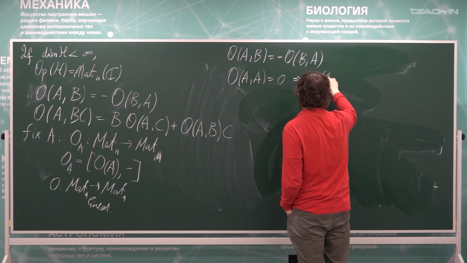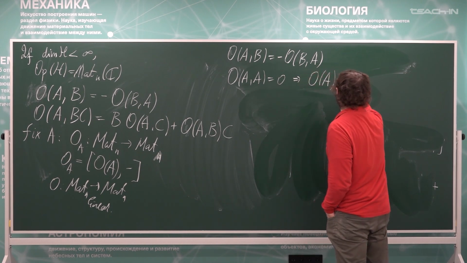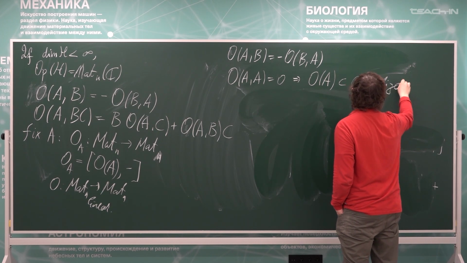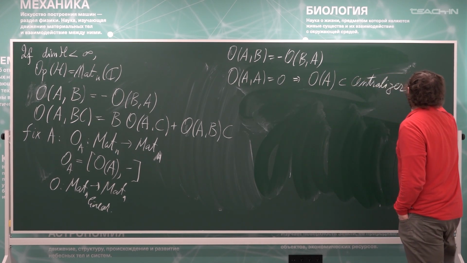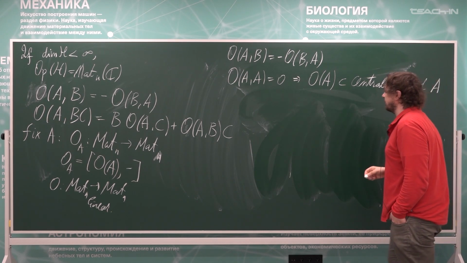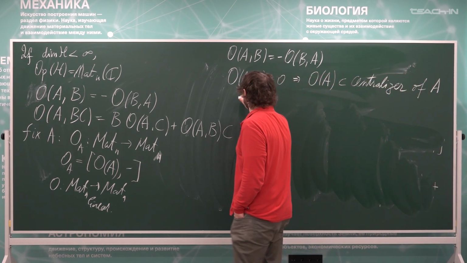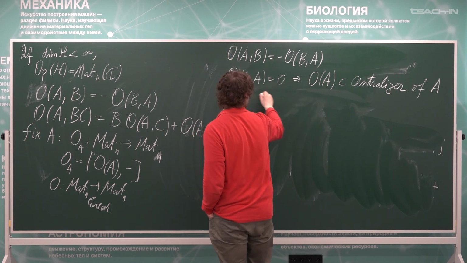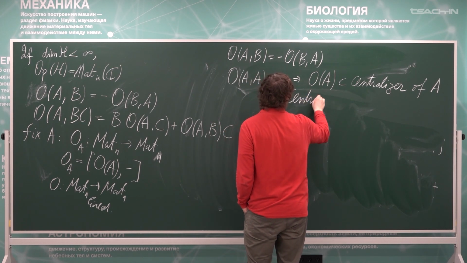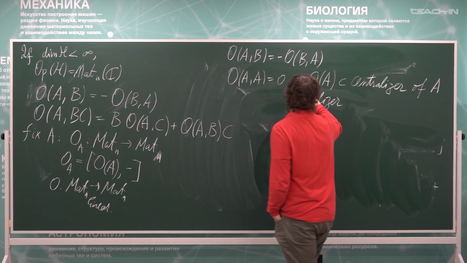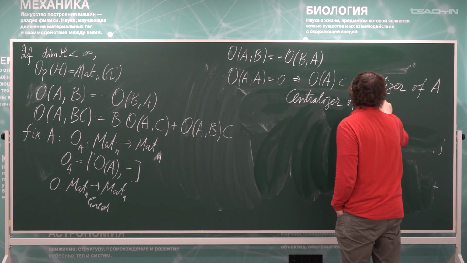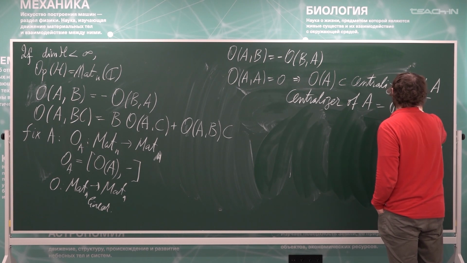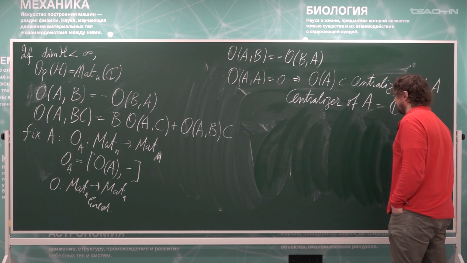O of A belongs to the centralizer of A. And the centralizer of a generic matrix consists of all polynomial functions of A. It's the closure of the space of polynomials with values in A.